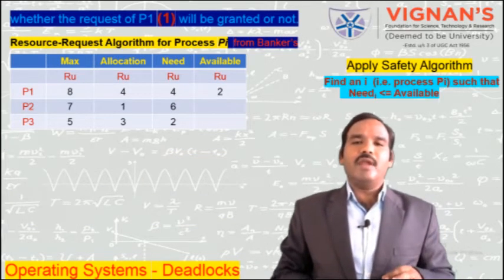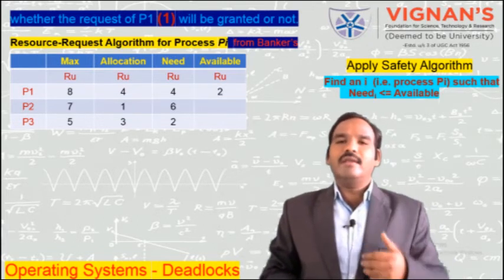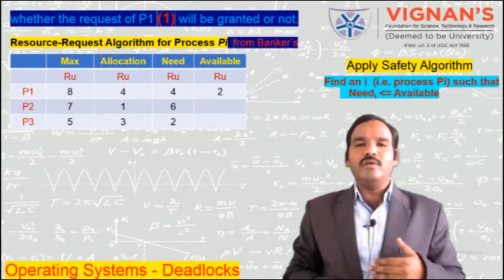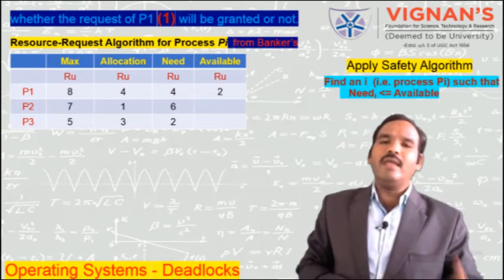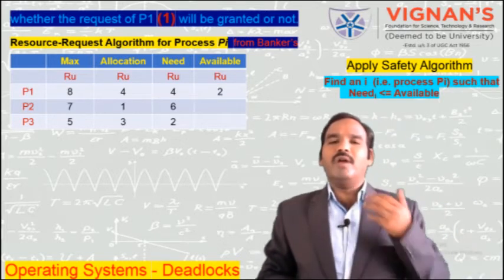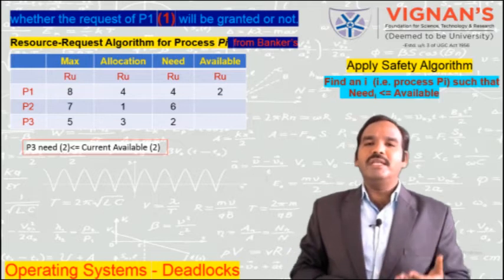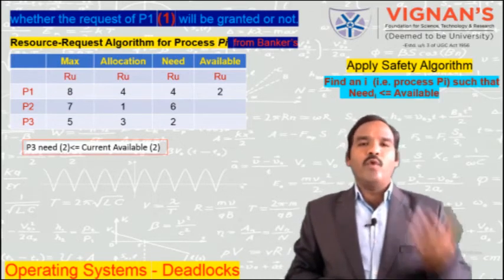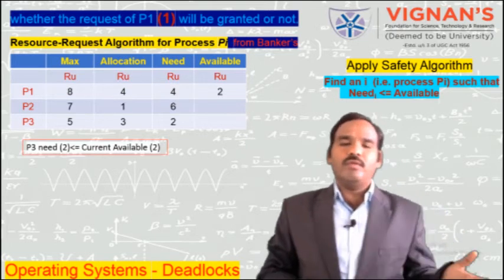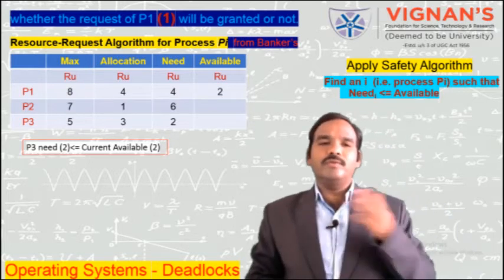If you apply the safety algorithm, what is the condition? Find an i such that need of i is less than or equal to available. Similarly, in the same way you can apply the previous algorithm. Again we have to compare with the need. What is the need of P1? 4. 4 less than or equal to 2 is false. Again P2 need is 6. 6 less than or equal to 2 is false.